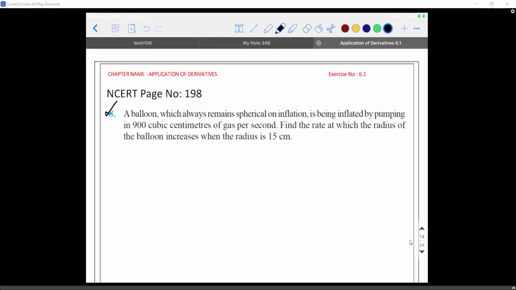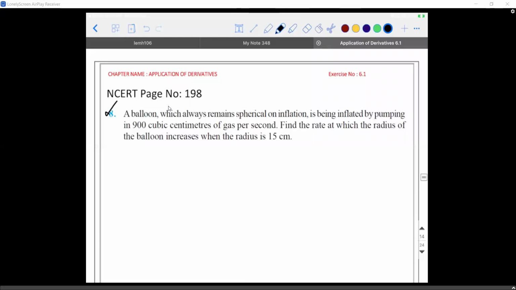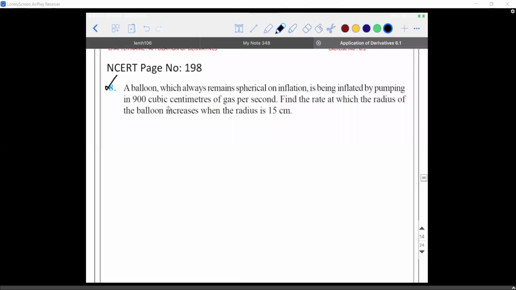So anyone else having a doubt? The previous problem, the seventh one, is everyone clear? Yes, sir. Okay, now let's do the eighth one. There is a balloon which is always in a spherical shape, being inflated by pumping in 900 cubic centimeters of gas per second.